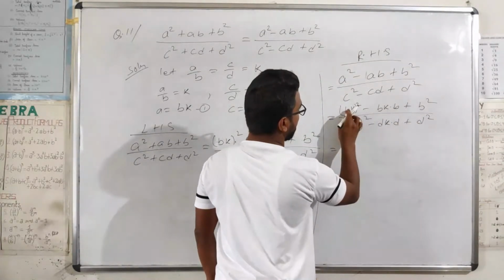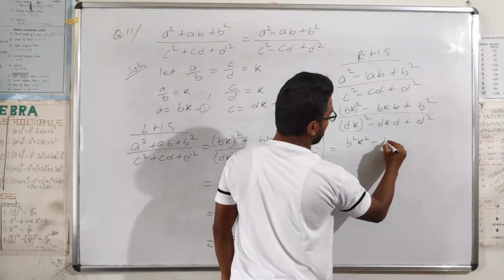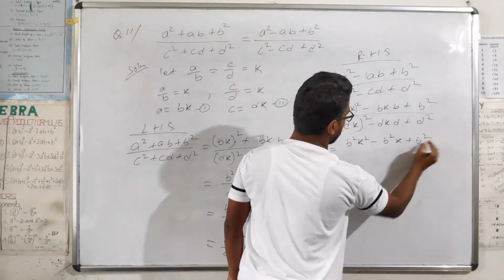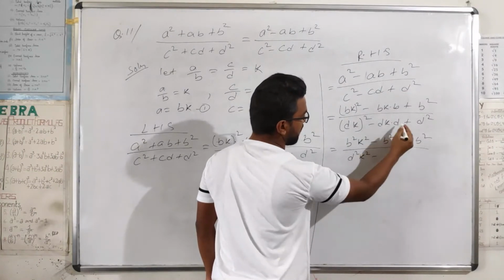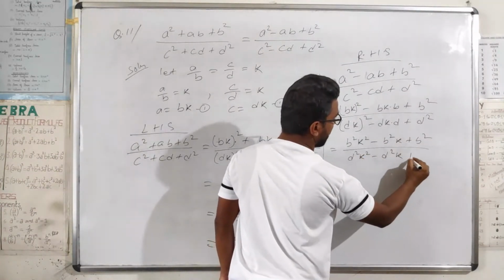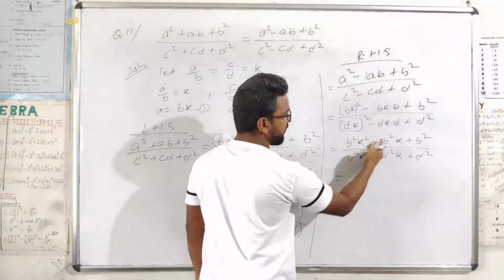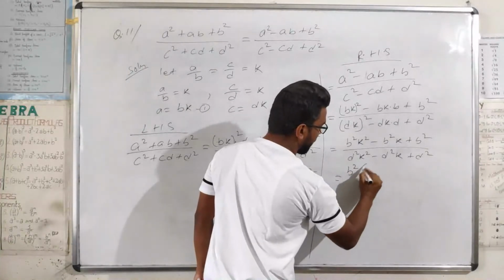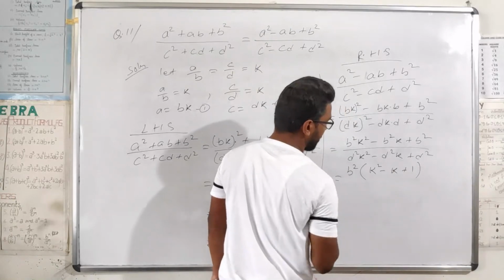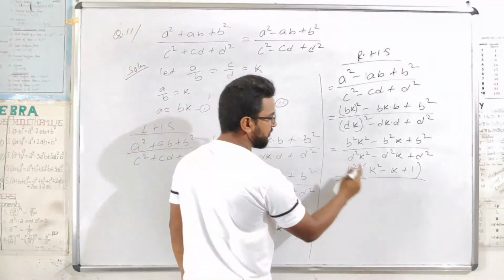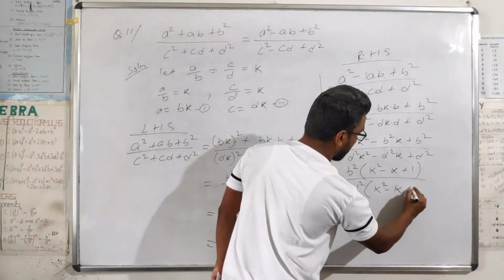Now we'll see, if you convert this one, it will become b square k square minus b square k plus b square. Similarly, this one will become d square k square minus d square k plus d square. Now what is common here? In this, b square is common, so we'll take out b square. What will remain in the bracket? k square minus k plus 1, fine. Similarly, in this case also d square is common, so k square minus k plus 1.